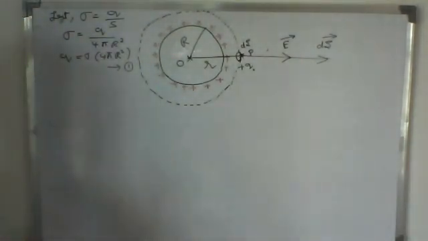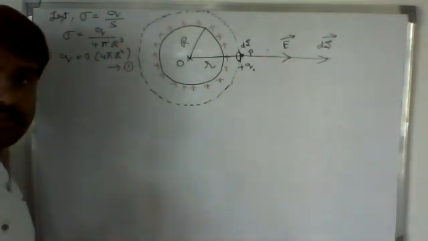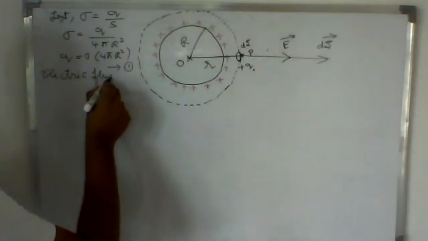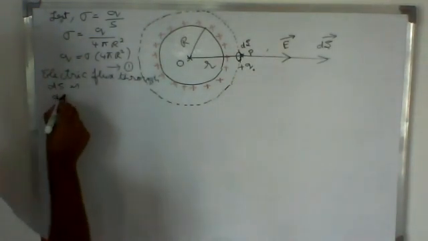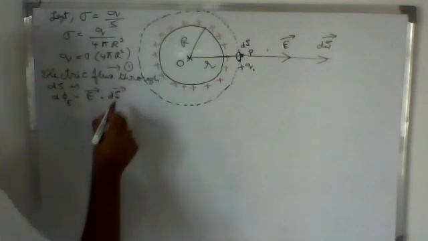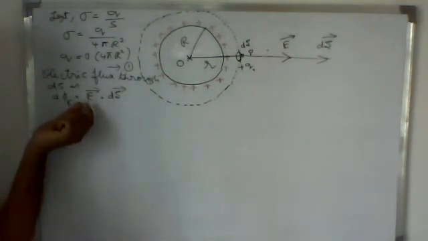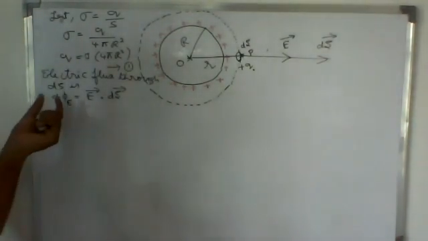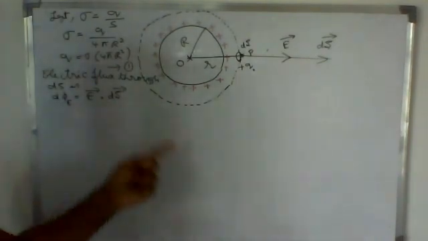Okay. After that, we have to calculate the electric flux through this small surface ds. The electric flux through a small surface ds, that is d phi e, is equal to E vector dot ds vector. The small electric flux is measured by taking the dot product of the electric intensity at that point and the small surface area ds vector.